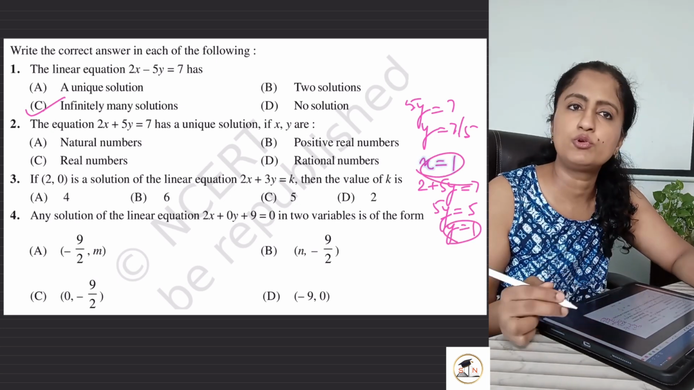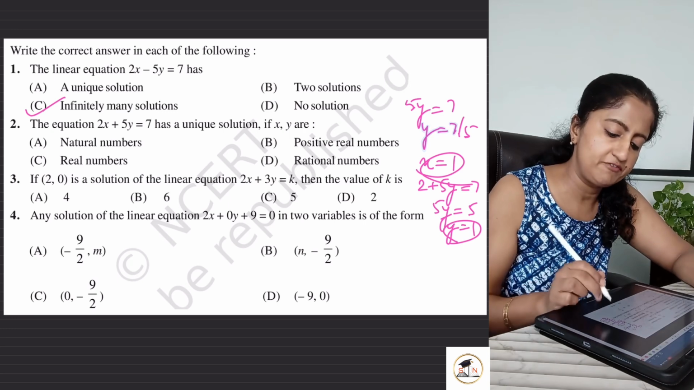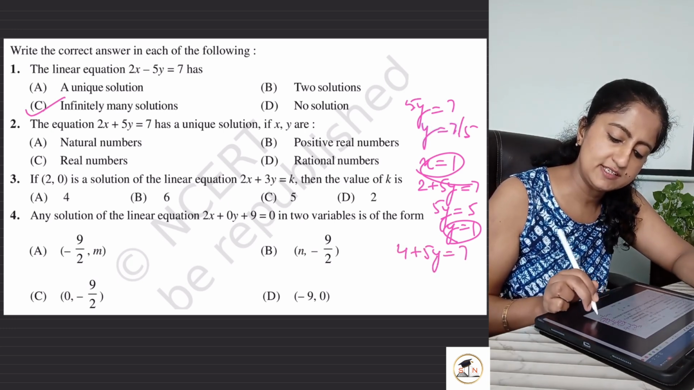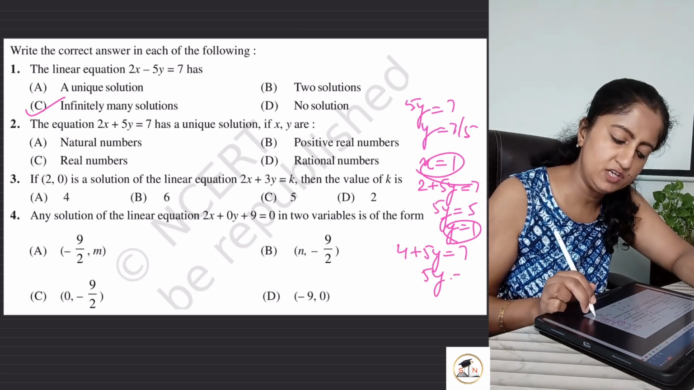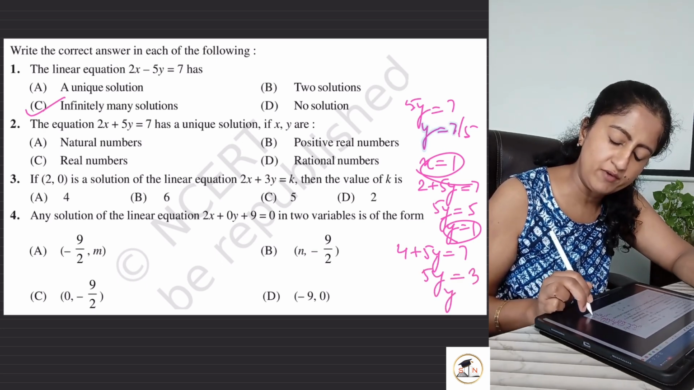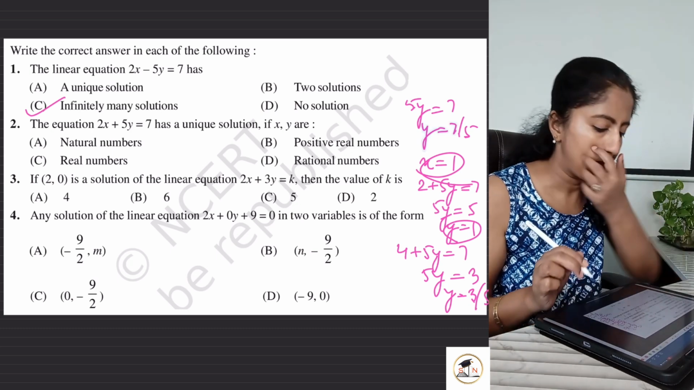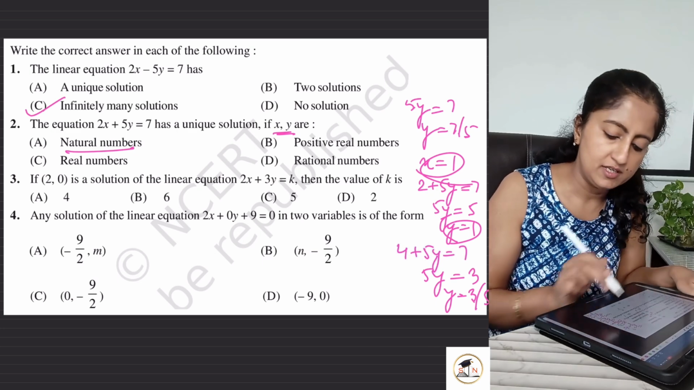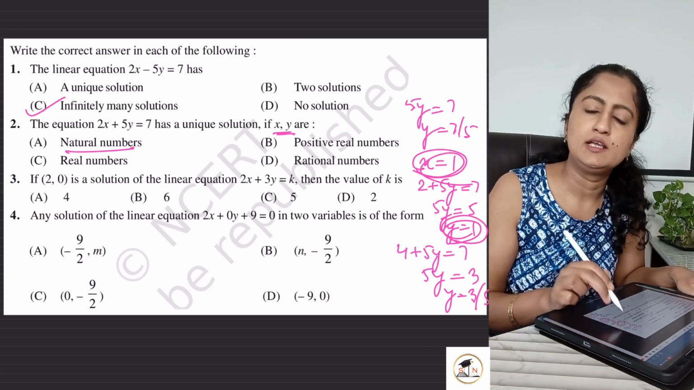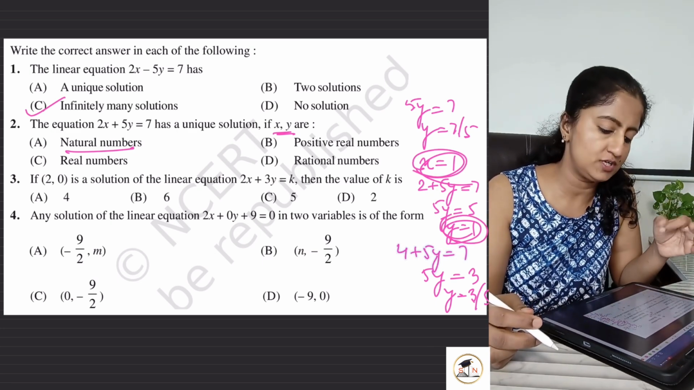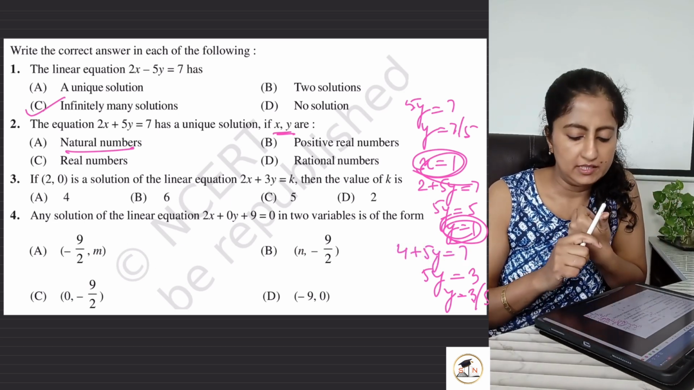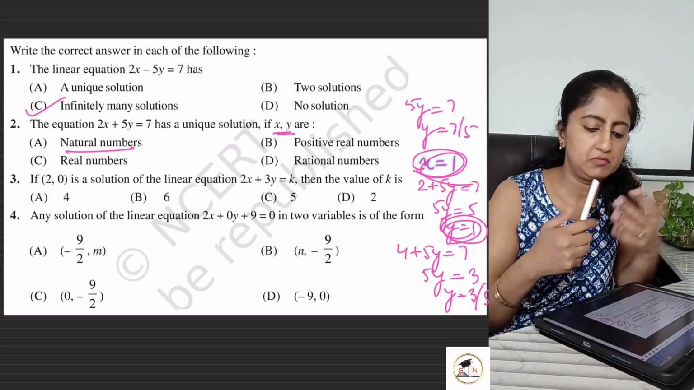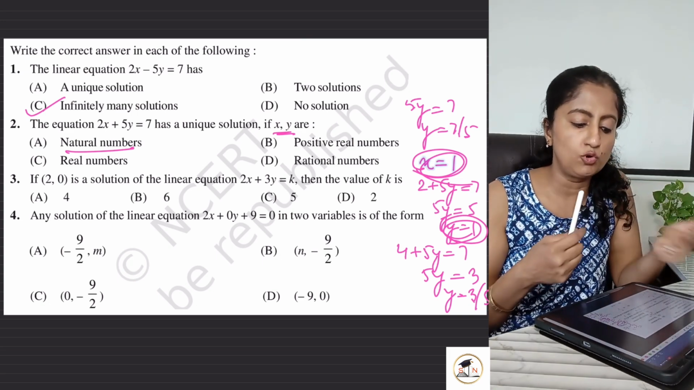ये क्या है? दोनों natural हैं, right? Now, if I substitute x as 2, 4 plus 5y equals 7. So 5y equals 3 and y is coming out again rational, right? Now, what are they saying? पहले केस में दोनों natural थे, second केस में नहीं है, but दोनों केस में positive real, yes, we are having positive real, right? Real numbers, probably. Rational numbers, दोनों rational.